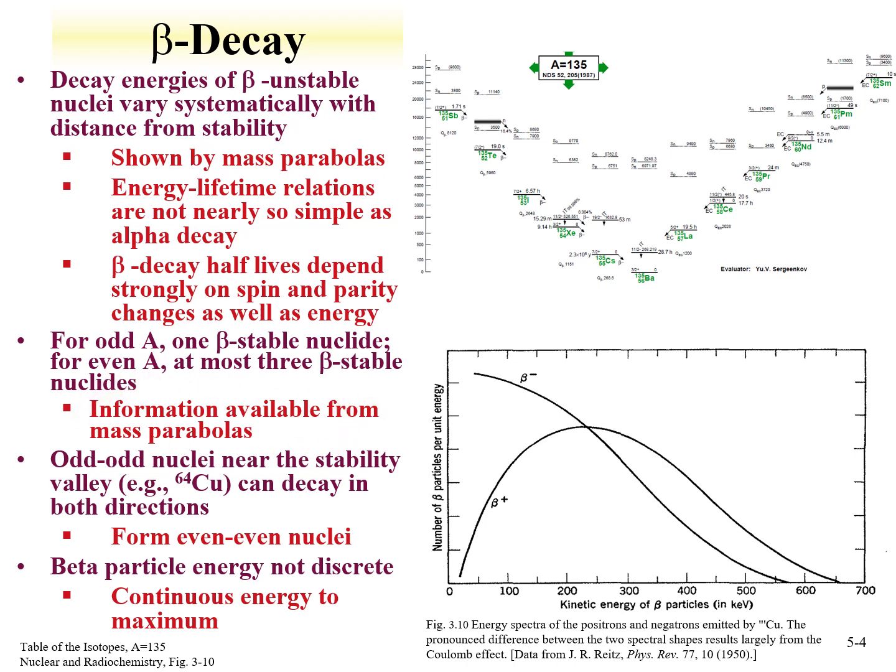Some odd nuclei near the stability valley, for example, copper-64, can decay in both directions. As we see with copper-64, it has a beta minus and a beta plus positron emission. Both of these form even nuclei. That's one of the reasons that you can drive this stability.